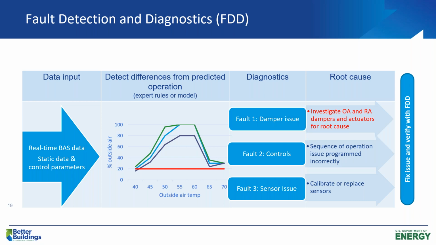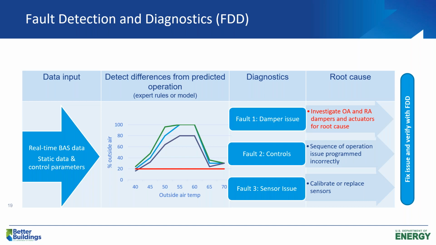It's stuck at 20% outside air. This calculation of percent outside air is based on your mixed air temperature, outside air temperature, and return air temperature. All this stuff is things you don't want to have to calculate on your own. And then the diagnostics routine looks at, well, it could be a damper issue. It could be your sequence of operation was never programmed right to begin with, or a sensor is out of whack.